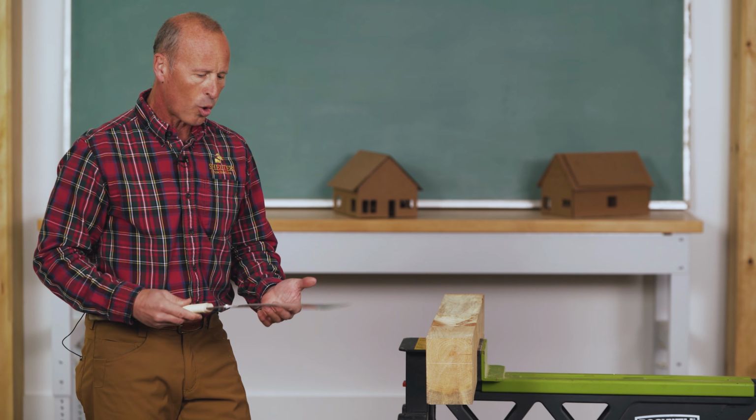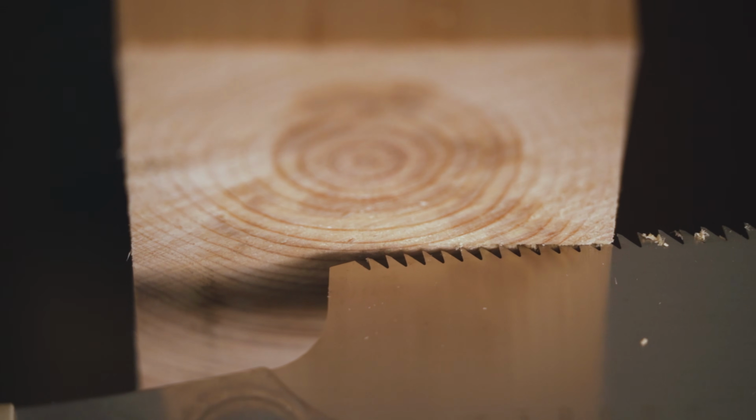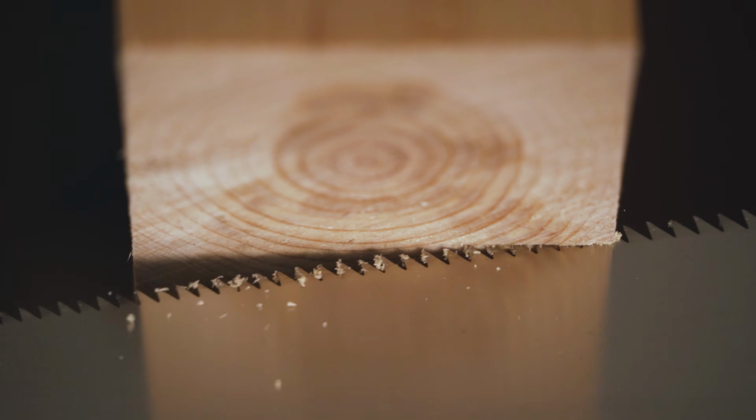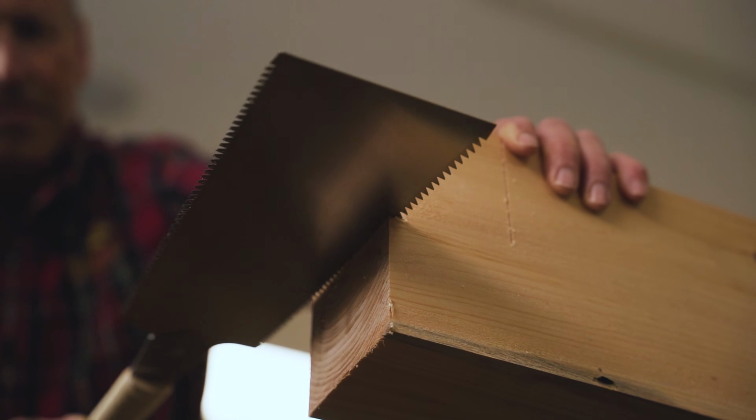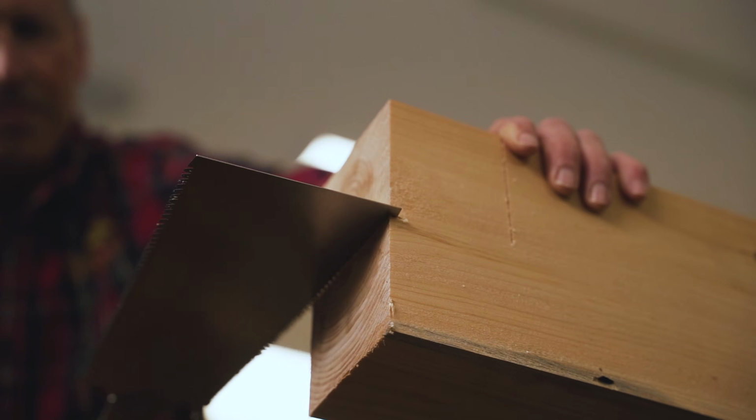Now I'm going to flip the saw over and use the much simpler ripping tooth. I'm going to cut in parallel to the grain and remove this chunk of wood. This is similar to the operation we would use when we're cutting the tenon on the end of a timber.